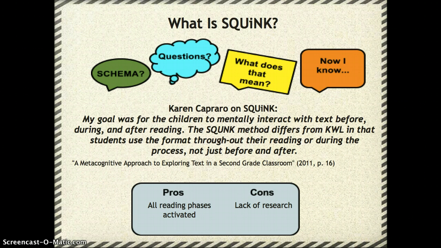In the article on metacognitive thinking, a metacognitive approach to exploring text, Capraro developed something that she wanted to use with her students called SQUINK instead of KWL. Here she states, "My goal was for the children to mentally interact with text before, during, and after reading. The SQUINK method differs from KWL in that students use the format throughout their readings or during the reading process, not just before and after." The pros in this method are that all reading phases are activated, similar to the DRTA, and the cons are that there really is a lack of research to support it.